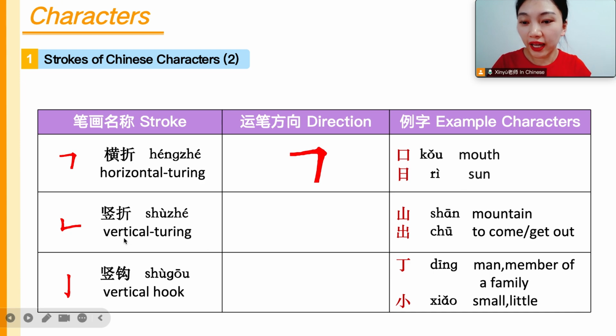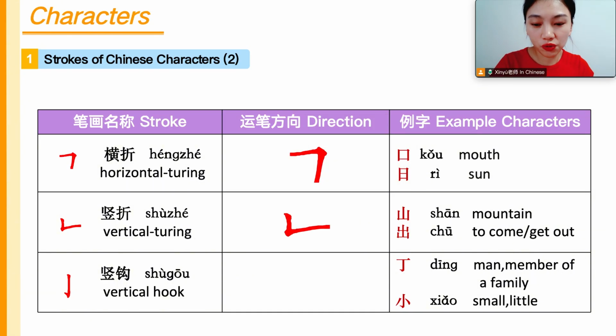And next one is vertical turning stroke. This stroke goes straight down and then turns to the right. So here's the example, 山, the mountain, 出, to come or to get out.